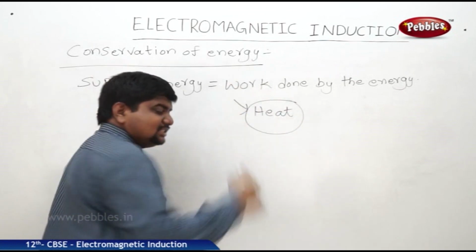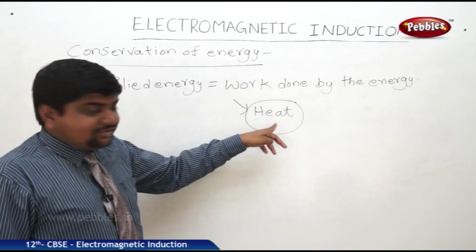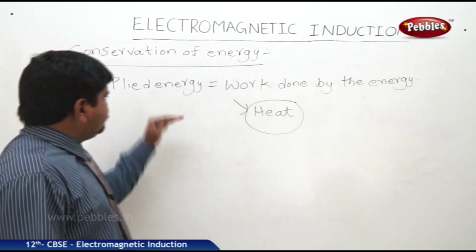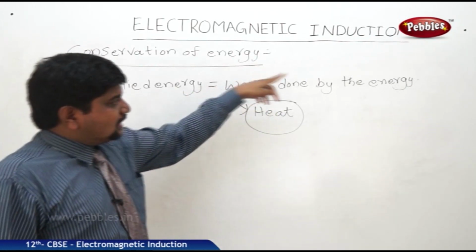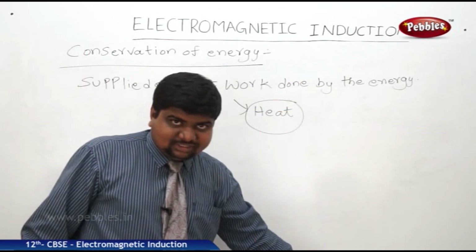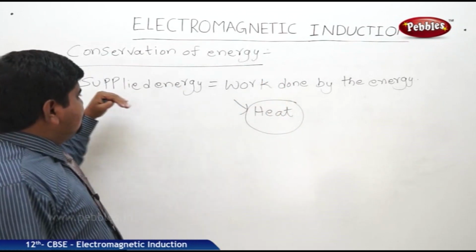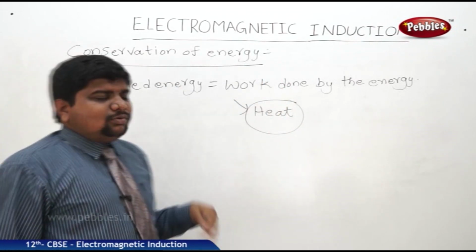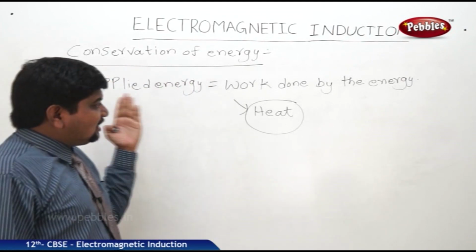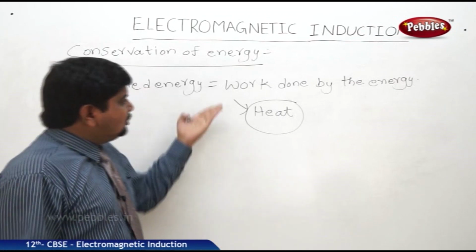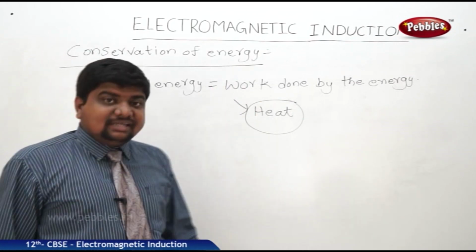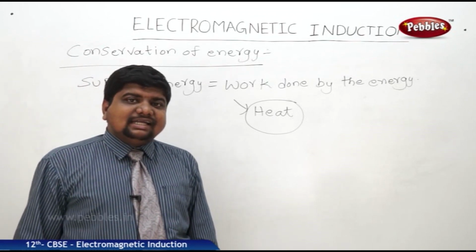So the amount of energy which is dissipated in the form of heat plus work done is equal to supplied energy. So heat is always a loss, and the sum of these two is equal to the supplied energy. That means there is no possibility of loss of energy here. Conservation is nothing but loss replaced by gain. So loss of energy is replaced by the gain of energy. That's why we can say it is conservation of magnetic energy.